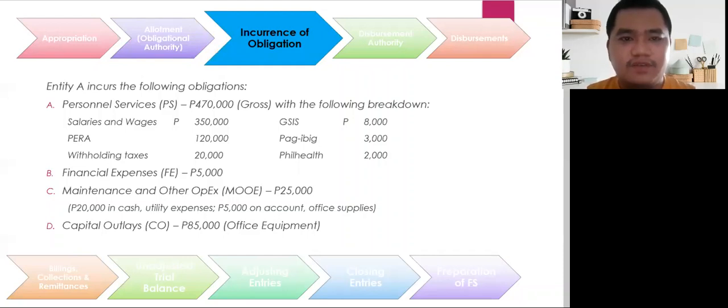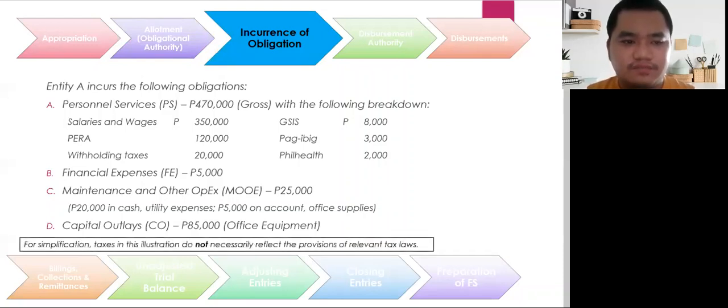After incurrence of obligation, for simplification, the taxes in this illustration do not necessarily reflect the provisions of relevant tax laws. So the withholding taxes of 20,000 will not reflect the tax law related to the compensation of employees.